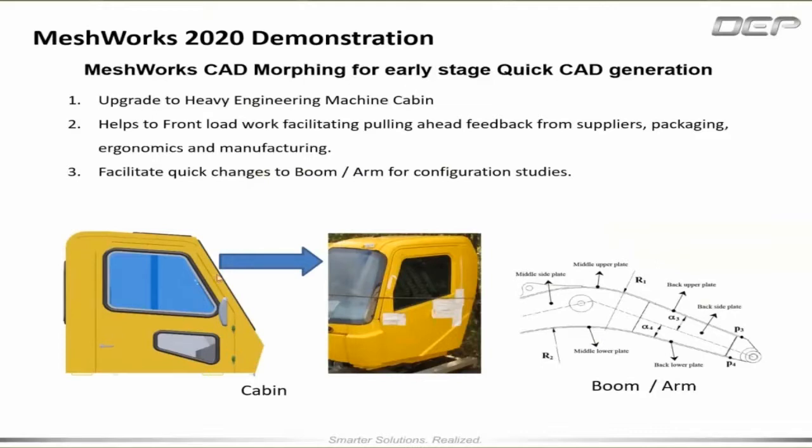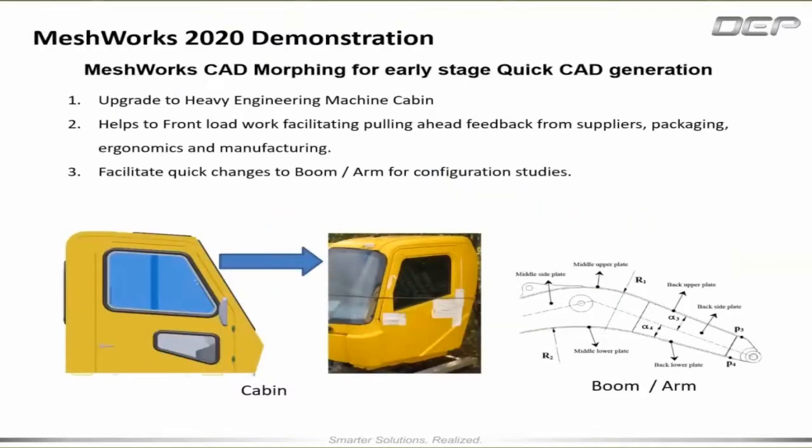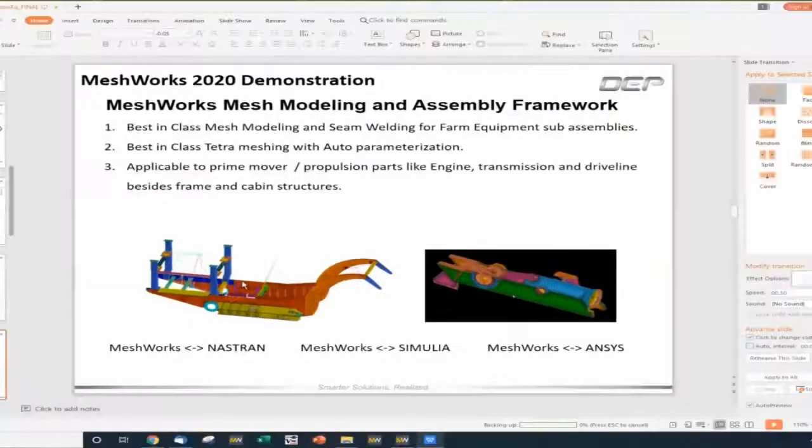Within the earlier stage itself, without doing any meshing or validating, one can do the morphing at the CAD level itself. You should have already seen mesh morphing in MeshWorks in past webinars, but this is our CAD morphing, where you can do the morphing directly in the CAD itself. So I'll just go directly to the demo. I'll just open up the window.